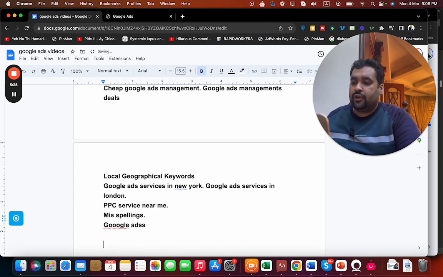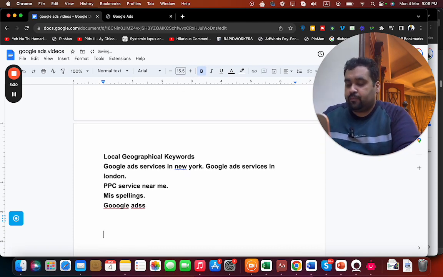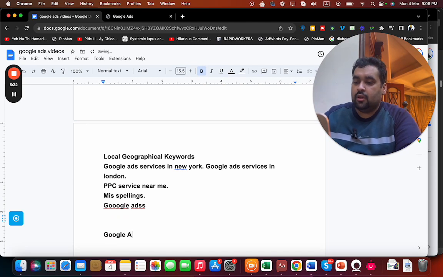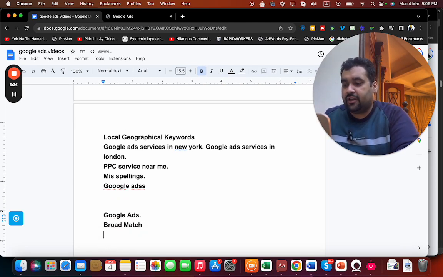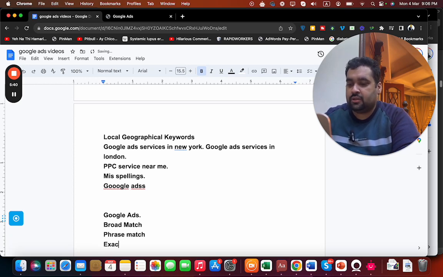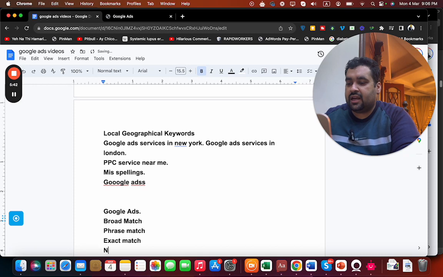Now moving on to the keyword types within Google Ads, you have broad match, phrase match, exact match, and negative match.